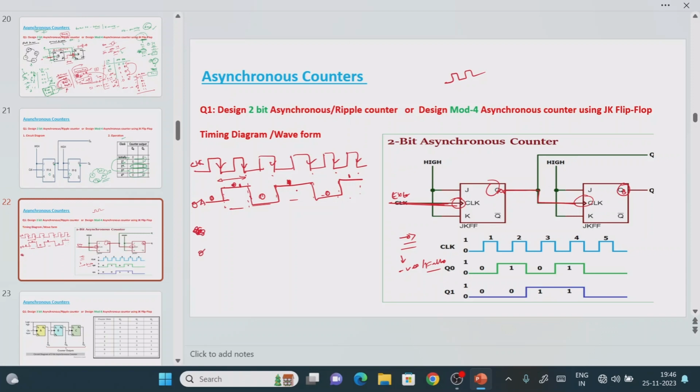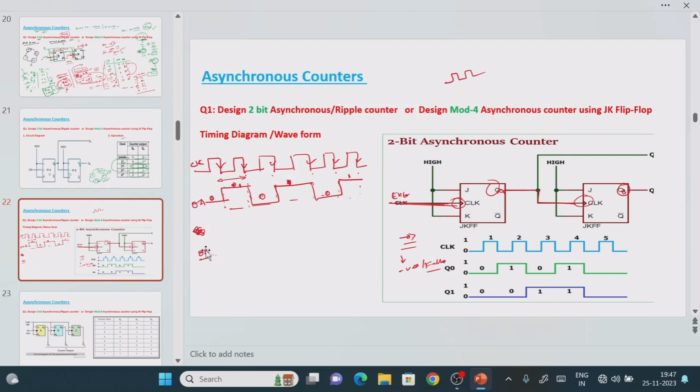Now what is the output? We need to find out QB, right? So how to find out QB? If you see, QB is nothing but this one, right? It depends upon the output of QA, not the external clock pulse. Try to understand. The output of QB depends upon this clock pulse, right? And this clock pulse is coming from QA, right? So it means that the output of QB depends upon QA, not upon the external clock pulse or main clock pulse.